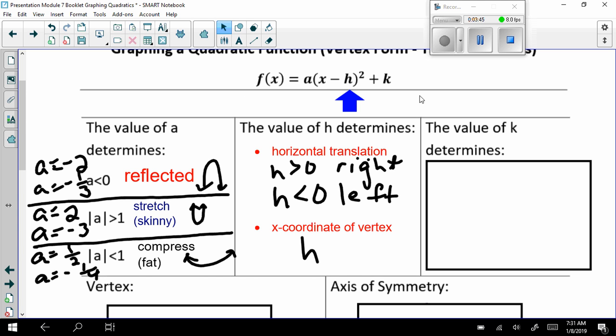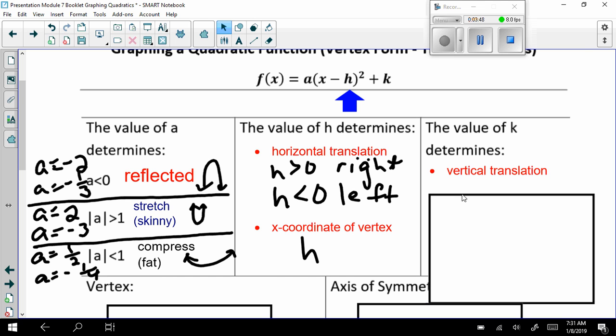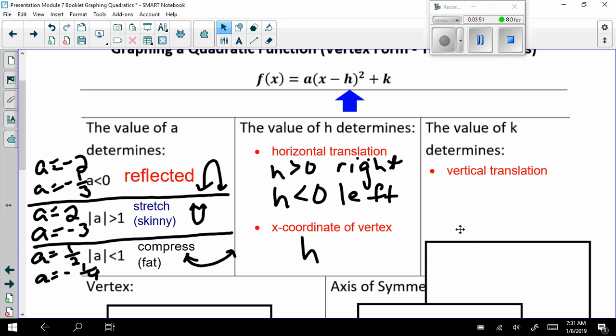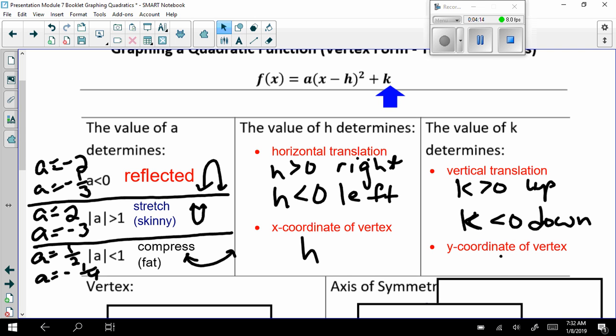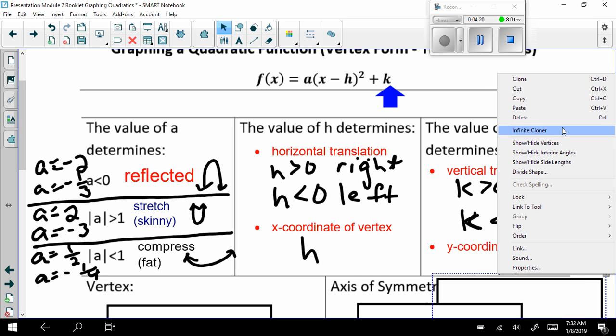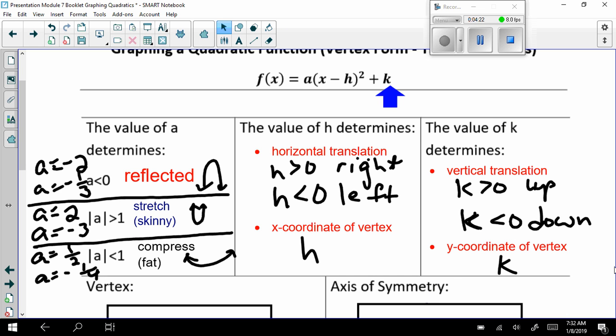All right. Value of k determines the vertical translation. And again, if k is positive, you're going to go up. And if k is negative, you're going to go down. Picking the value of k is easier because see it's plus k, so it's just whatever number's off to the side there. And then that's going to give us the y-coordinate of our vertex. And it's just going to be k, because again, we're translating from 0, 0. All right, that's our values for a, h, and k.